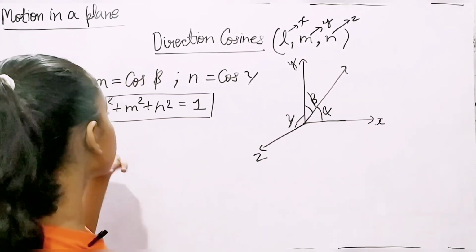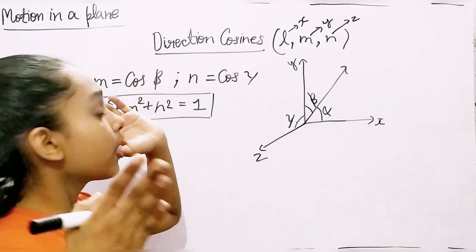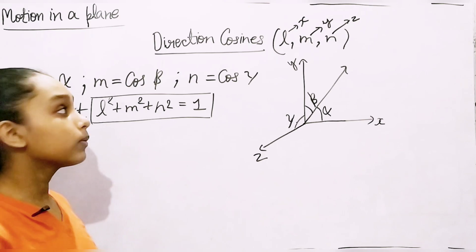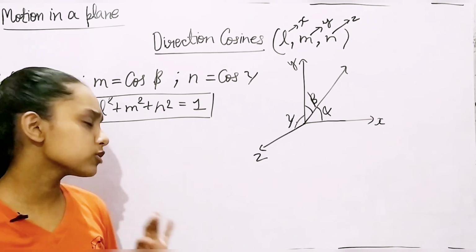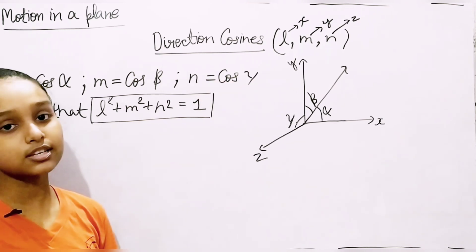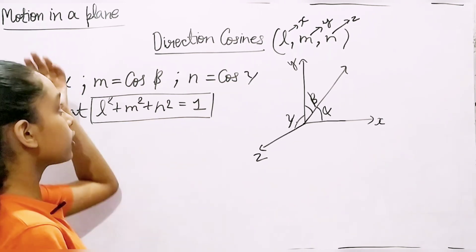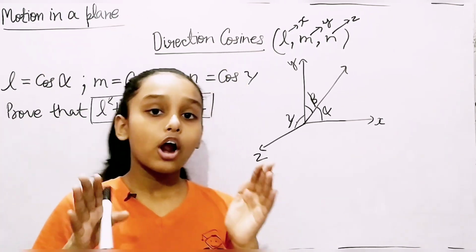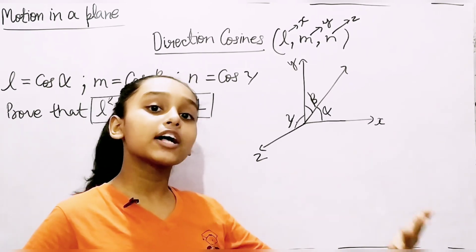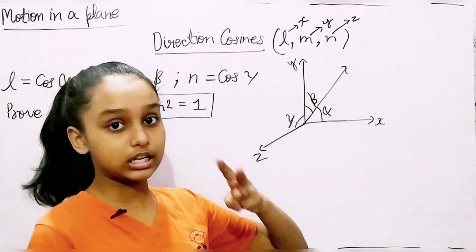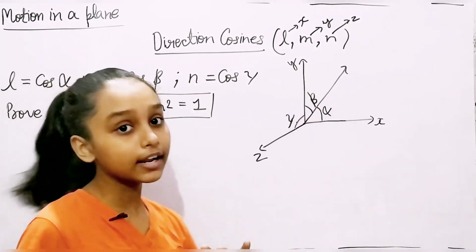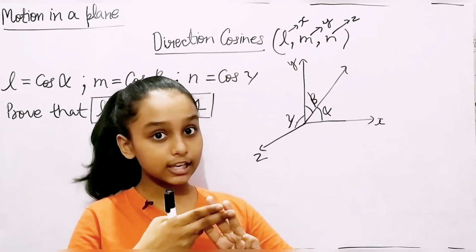To prove this, now I'm going to talk about direction cosines. I'm going to solve this question, but before that, let me tell you what direction cosines are, with a small definition. Direction cosines are defined as the cosines of the angles between the three coordinate axes. What are the three coordinate axes given to us? They are X, Y, and Z.